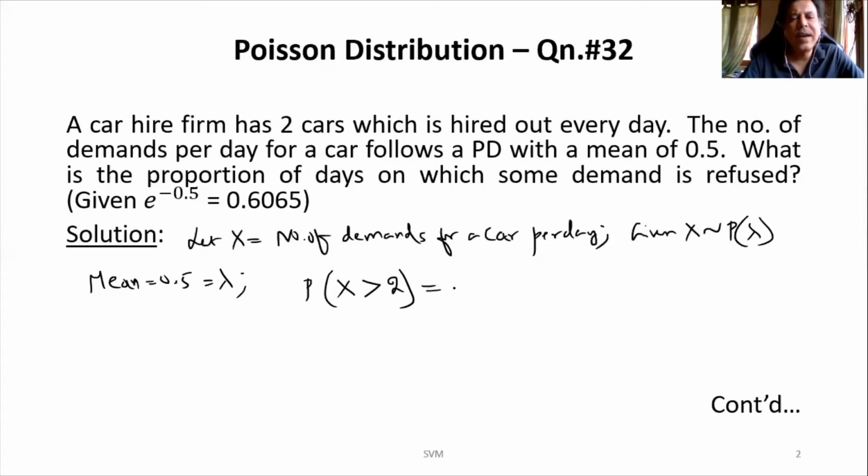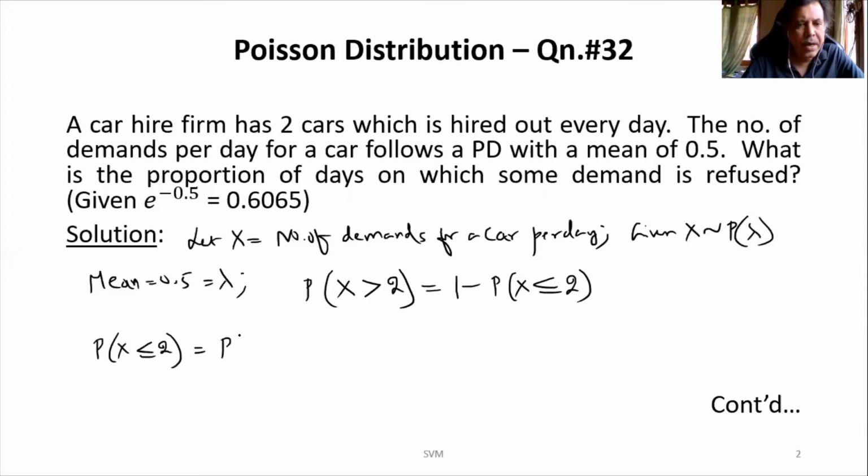So since the values of x can go up to infinity, this one is very difficult to evaluate. So we'll have to go for the complement of it. Complement of this is 1 minus probability of x less than or equal to 2. That becomes your complementary event. Now, what do we mean by probability of x less than or equal to 2?